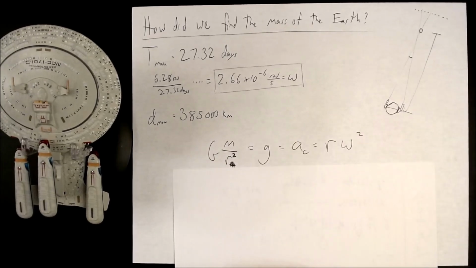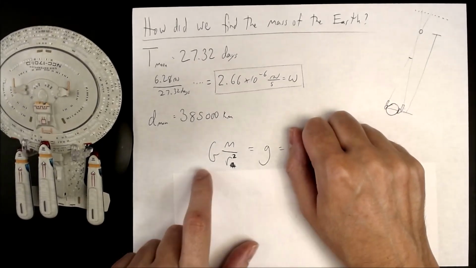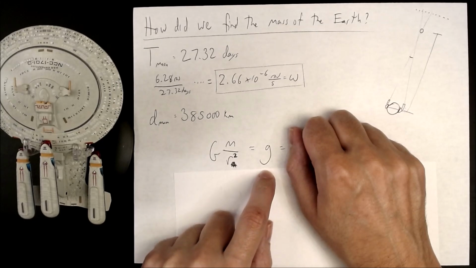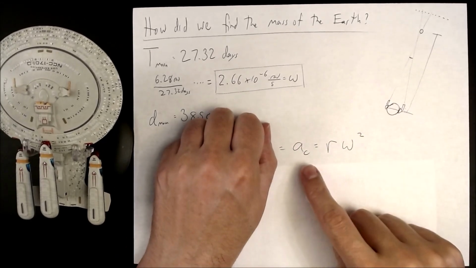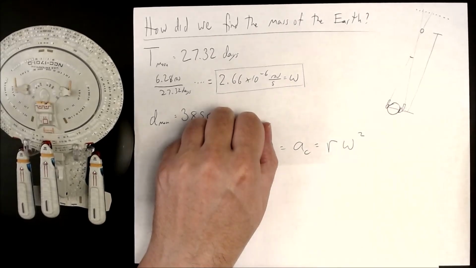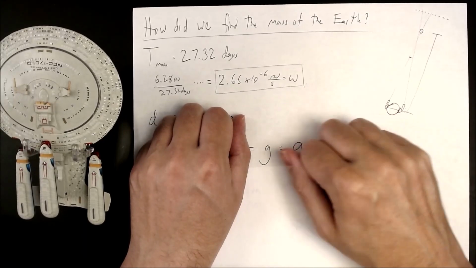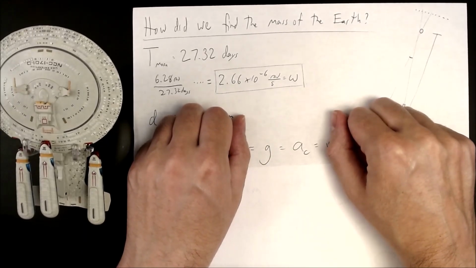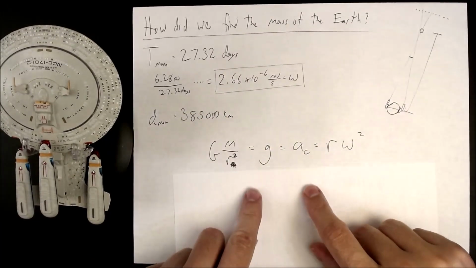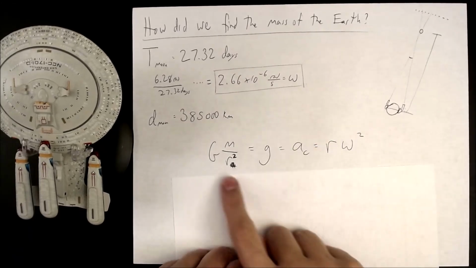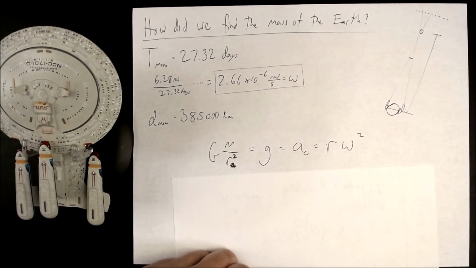We can use that and a bunch of equations. We've already discussed how the acceleration due to gravity is GM over r squared, and that the centripetal acceleration is r omega squared, and that the centripetal acceleration is equal to the acceleration due to gravity because that's the only force available to it. Therefore, we can take out the middleman and say that GM over r squared is equal to r omega squared, just like we did in the last problem.